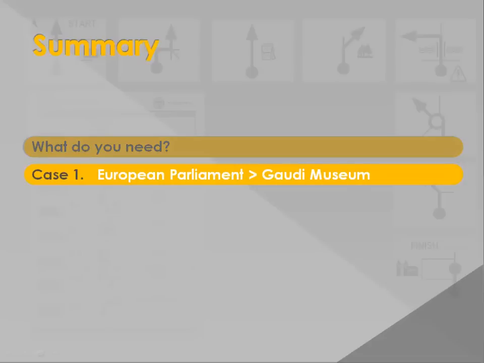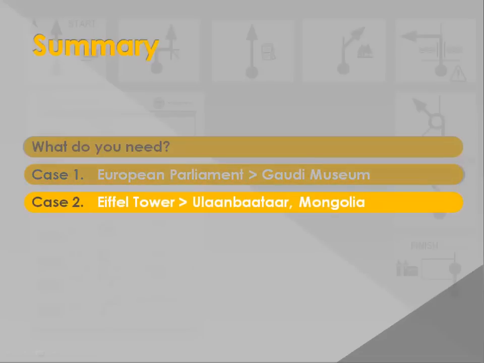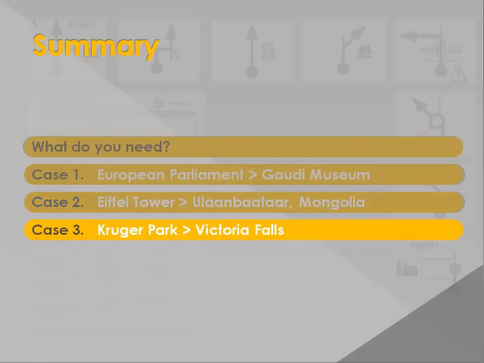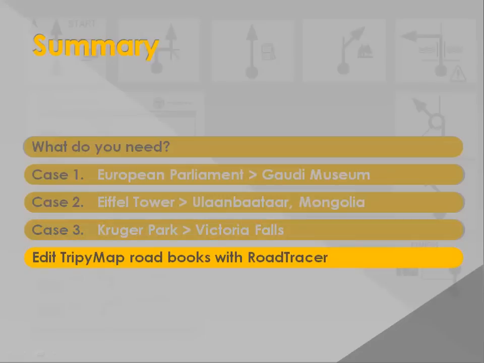Here is the agenda. You can jump forward or backwards to a given section by clicking the corresponding row. First, we will see what is needed to work with TripyMap. In case 1, we will create a roadbook from the EU Parliament, Brussels to the Gaudi Museum in Barcelona. In case 2, we get it a bit more tough between the Eiffel Tower and Ulaanbaatar, Mongolia. In case 3, we are heading to South Africa between the Kruger Park and Victoria Falls in Zimbabwe. And finally, we will see how you can edit these TripyMap roadbooks with Road Tracer.